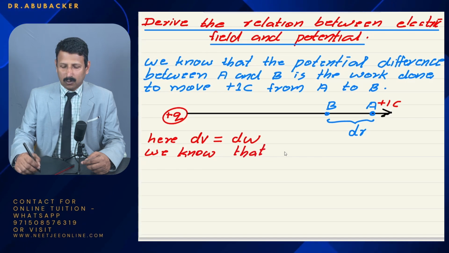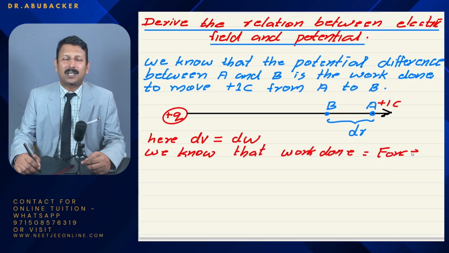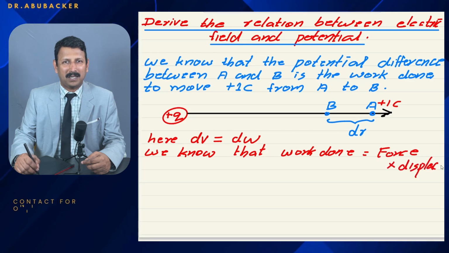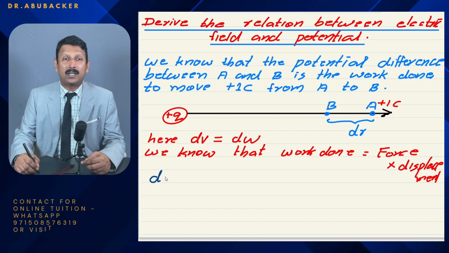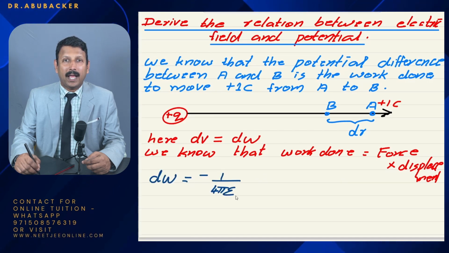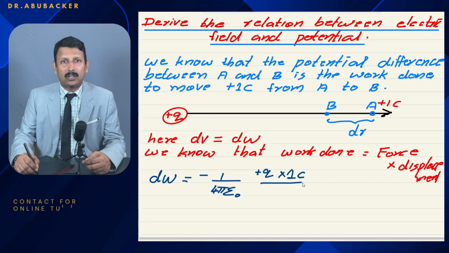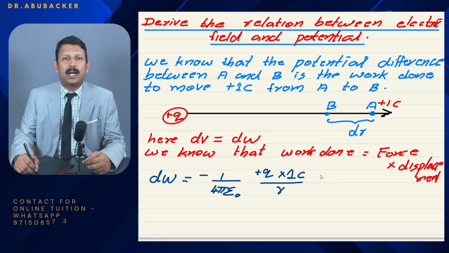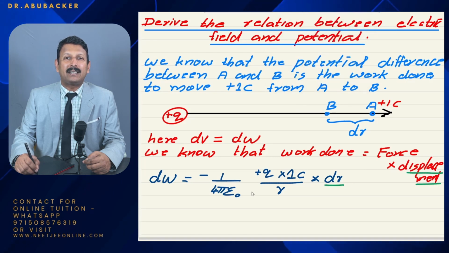So we know the expression for work done. What is the expression for work done? Work done is equal to force into displacement. We want to know the force here, which is Coulomb's force. There are 2 charges, plus Q and 1 coulomb. So the force between them will be 1 by 4 pi epsilon 0, first charge plus Q, second charge 1 coulomb, so Q into 1C divided by the distance between them, R squared, into the displacement here, dr.